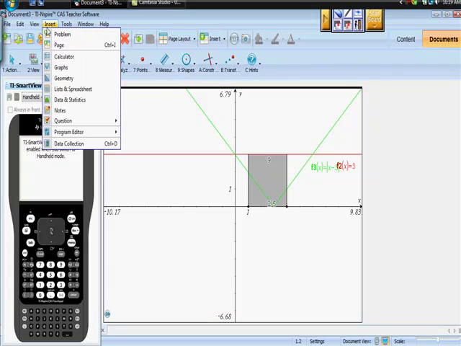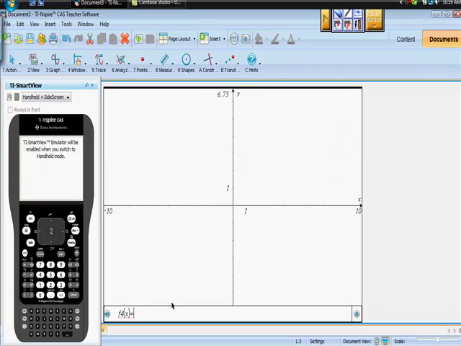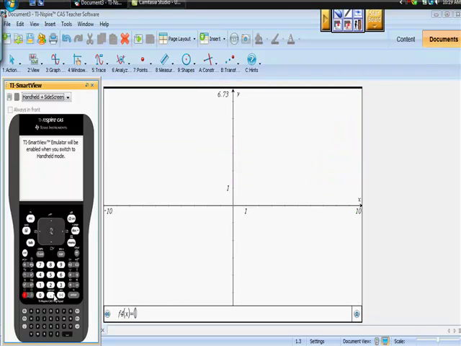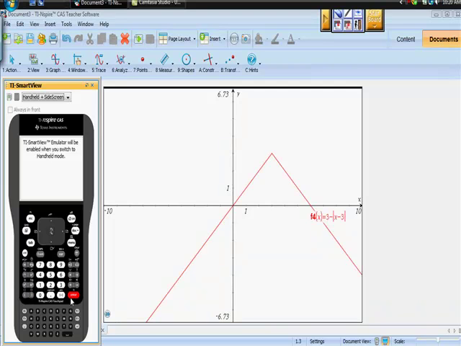Now look, I'm going to insert a new graph, and now I'm going to put the whole thing in there. I'm going to take 3 minus the absolute value of x minus 3. So there's that function.